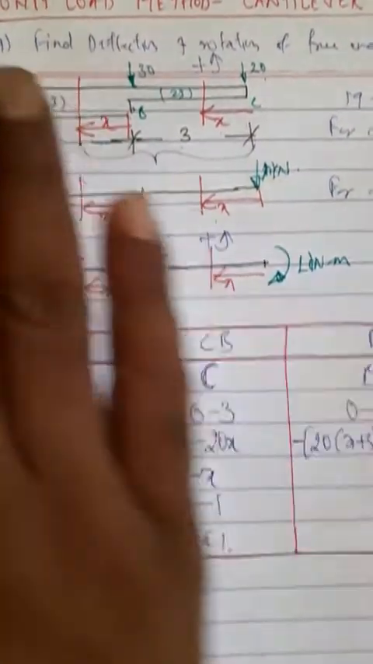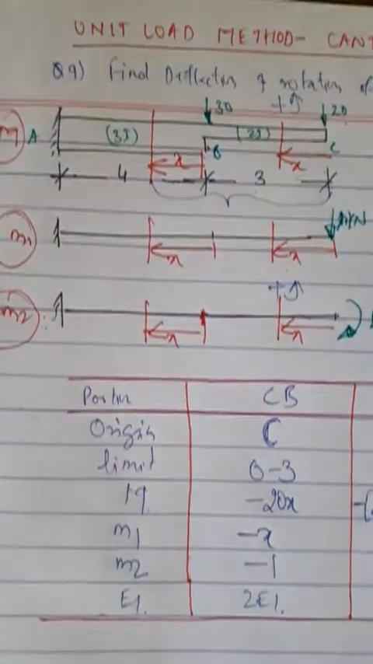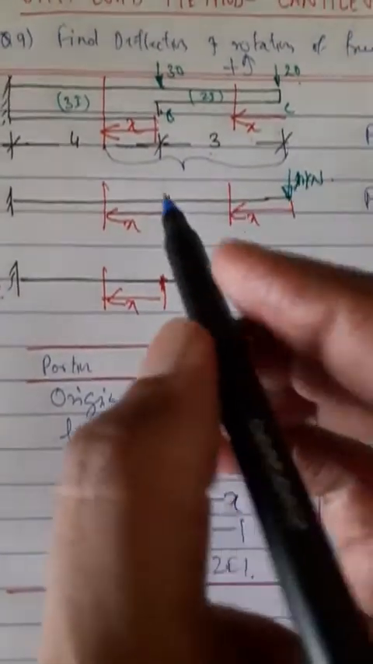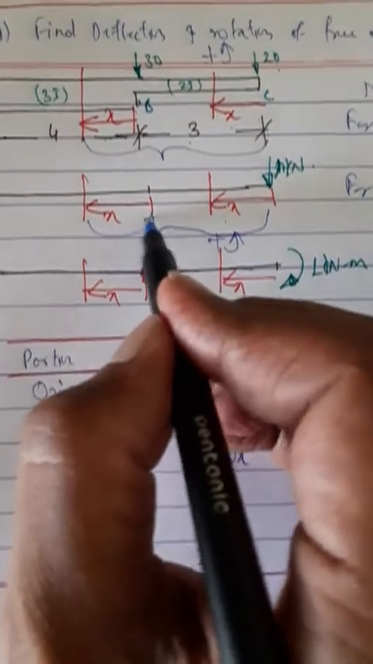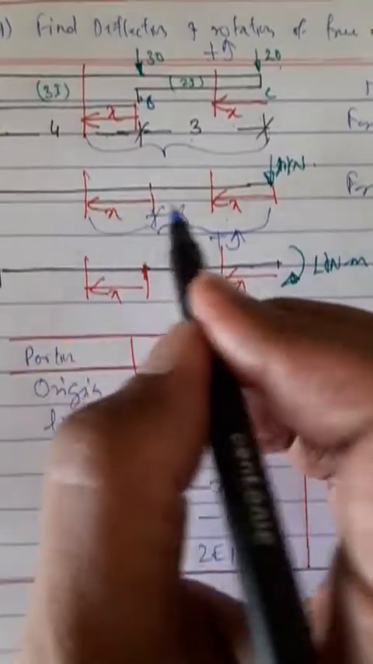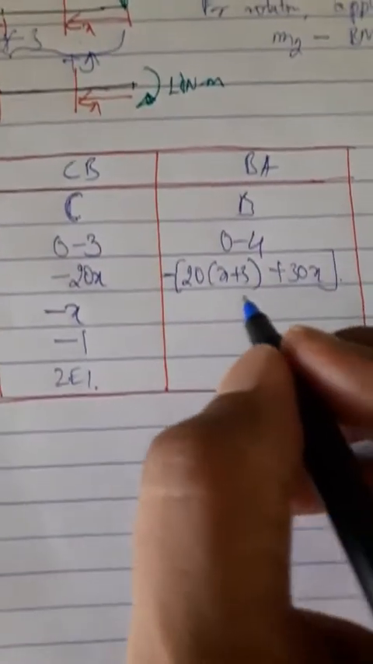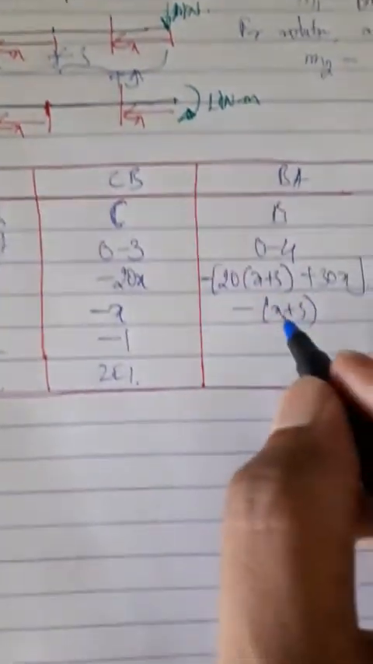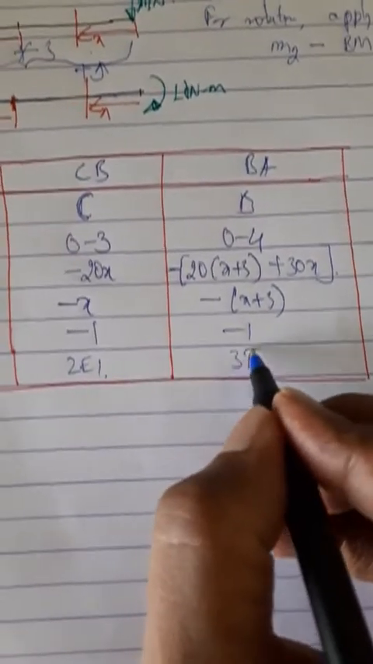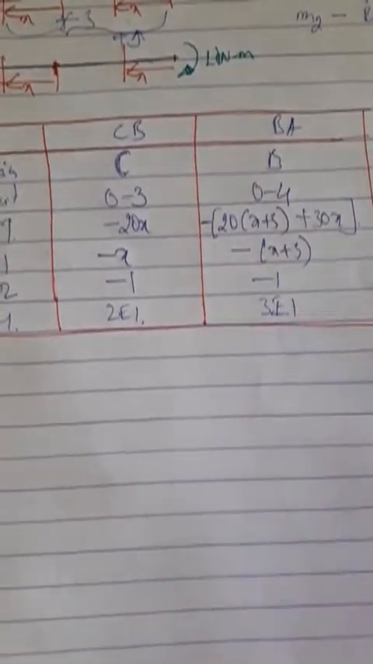Now here at this section, forget this part. For m1, 1 into this distance, this is 3, this is x plus 3, minus 1 into x plus 3. So the couple remains constant, minus 1. The EI value for this section is 3, so 3EI.